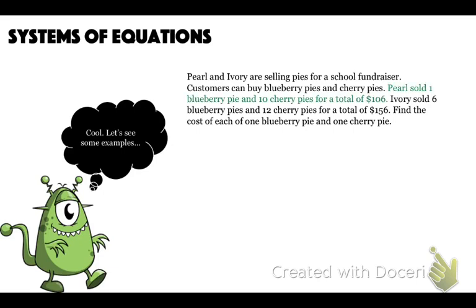So Pearl sold 1 blueberry pie and 10 cherry pies, and she made $106 from that. And then Ivory sold 6 blueberry pies and 12 cherry pies and made $156. First, let's let B equal blueberry, because I don't want to write out blueberry in a mathematical sentence, and C equal cherry. So that means 1B plus 10C equals $106. And same with the 6 blueberry pies plus 12 cherry pies: 6B plus 12C equals $156.